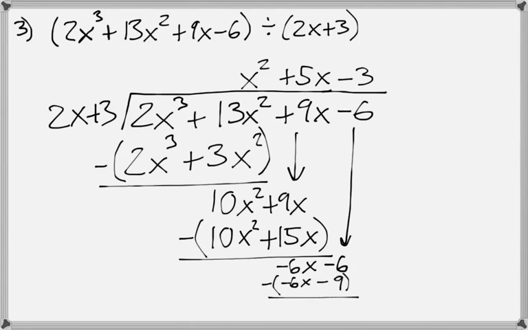And if you subtract these, the first terms go away, like they always should. Negative 6 minus minus 9 is negative 6 plus 9. So that will give you a 3. And that is a remainder, so I want to put plus 3 and then put it over 2x plus 3 because that's what I'm dividing by. So this would be your final answer.